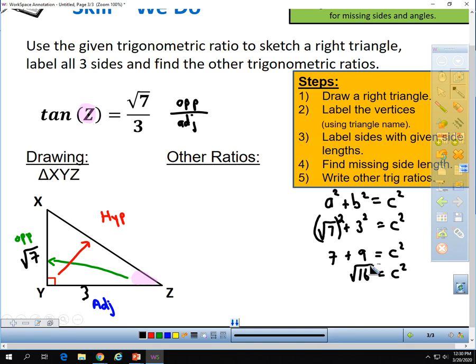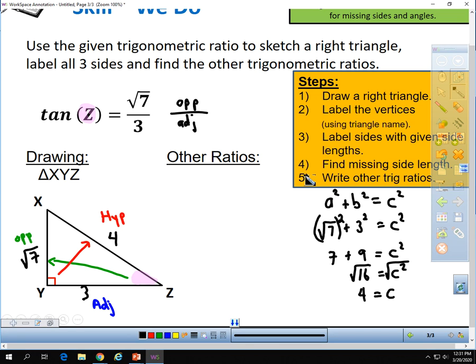Now we have to take the square root of both sides. After doing that, the square root of 16 is 4. And the square root of c squared, again, the square root and the exponent of 2 cancel out, and we get c. So we are told that c, or the hypotenuse, is equal to 4.